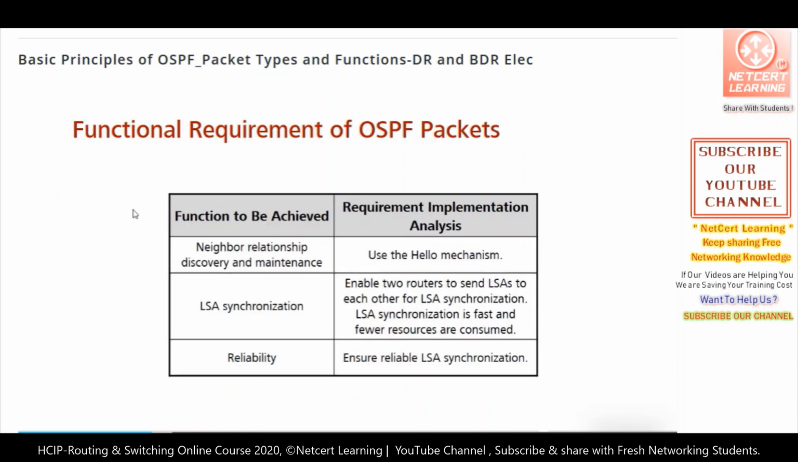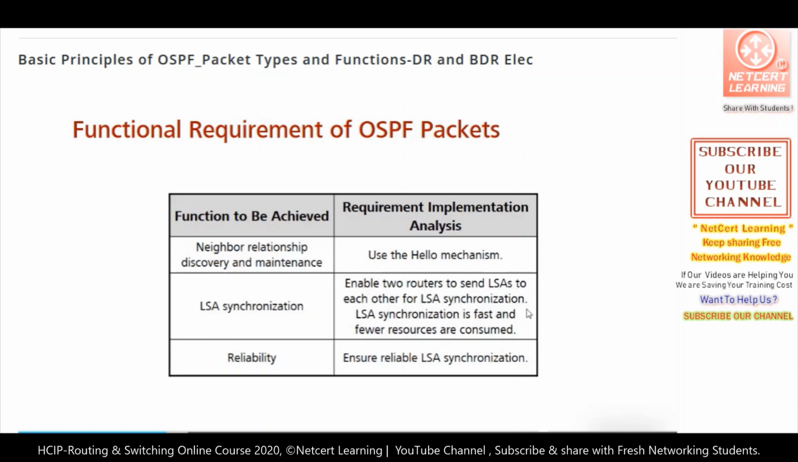So after you understand all the OSPF packet types, let's look into the functional requirements of OSPF packets. Now the first function to be achieved using OSPF packets is to develop a neighbor relationship as well as to maintain the neighbor relationship. And for that, OSPF uses the hello mechanism. Different compared to RIP, RIP uses periodic updates and does not have any hello mechanism. Now next, OSPF has link state advertisement synchronization. These two enable two routers to send the link state advertisements to each other for LSA synchronization.